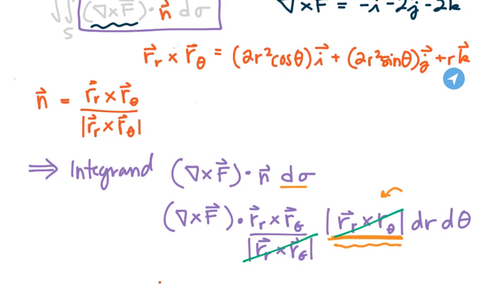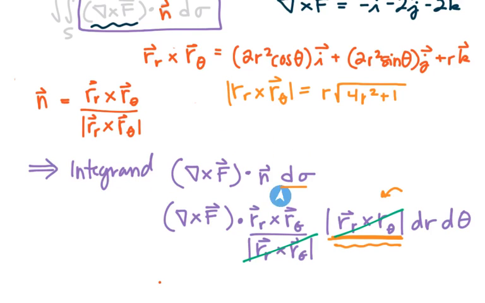I mean, I could, it's not very much work. The magnitude of r sub r cross r sub theta, and you can check it if you want, is going to be r square root of 4r squared plus 1. So essentially all I'm doing is taking that dot product and dividing through by this scalar value of magnitude, and then I would multiply by it later. Okay, they cancel. So back to our flux curl integrand.